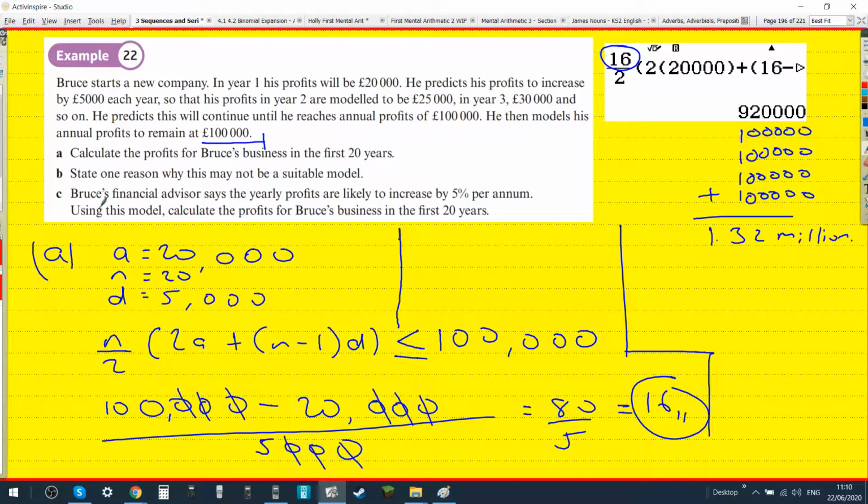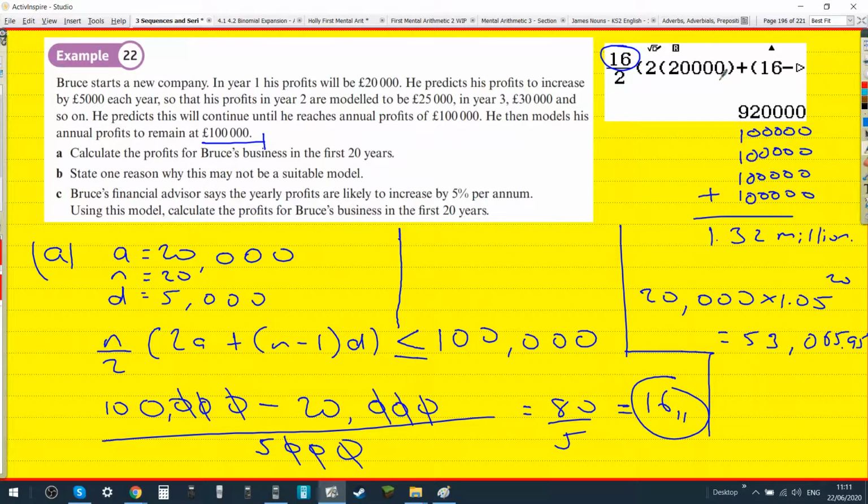So do I need to do something like 20,000 times 20? No, times 1.05 to the power of 20. Yeah. What is that? And that would be 53,065.95. 53,000 and 65 pounds 95. Yep.